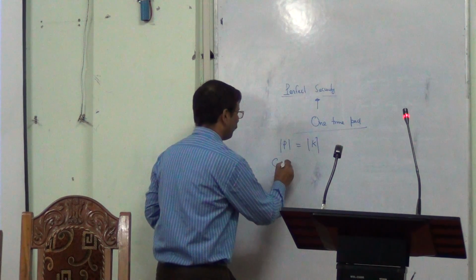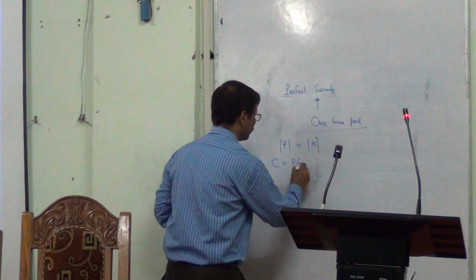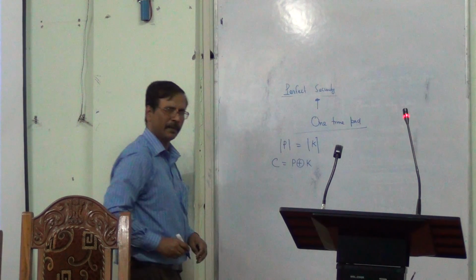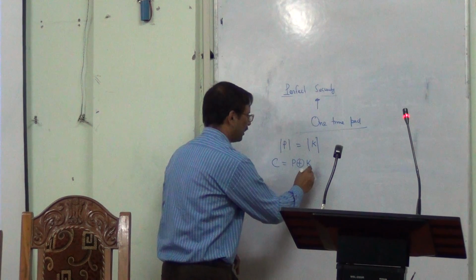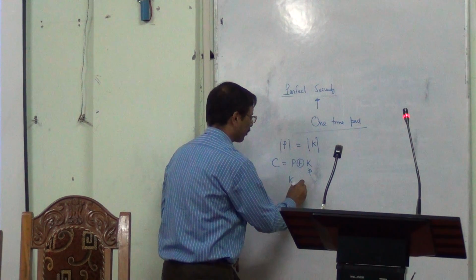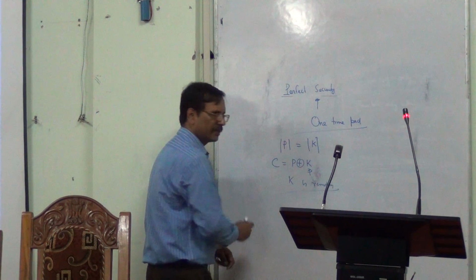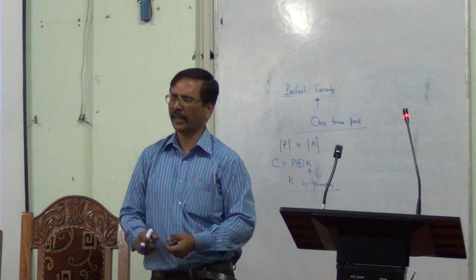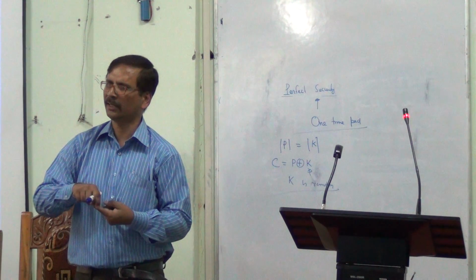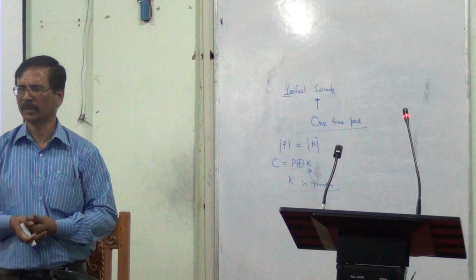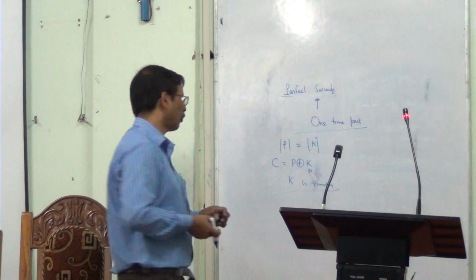The ciphertext is generated by P XOR K, and the third thing is that K is random. K is random, so K cannot be repeated. Once we have used it, you cannot use it again. So is it possible? It is not possible.